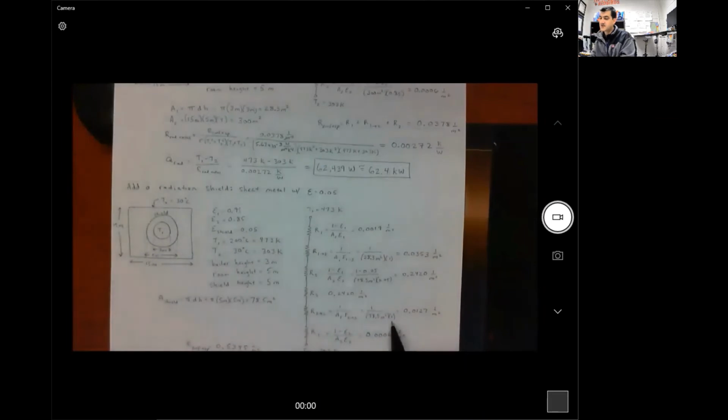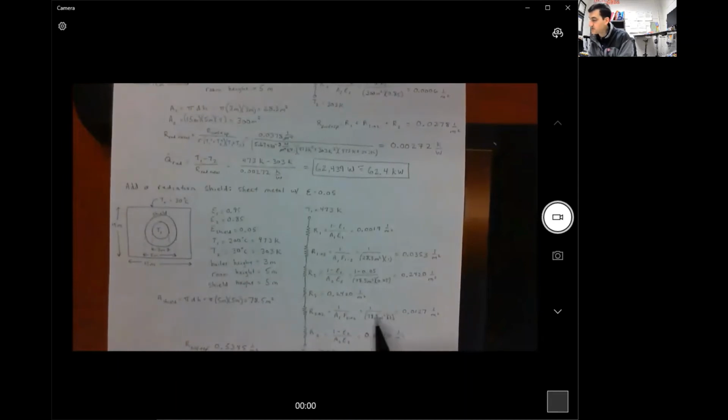And what is our view factor? Well, the walls of the room are totally surrounding the shield. So any energy that is released by the shield is going to make it to the walls of the room. Whether or not it will be absorbed by the walls of the room, that's a different question, but it will make it to the walls of the room. So our view factor is 1 here. So we plug these numbers in and we get a space resistance of 0.0127 1/meter squared.